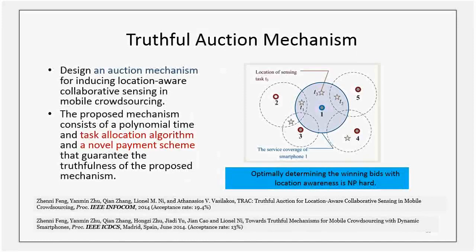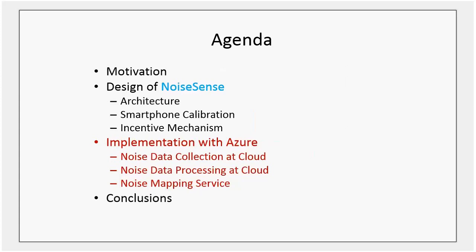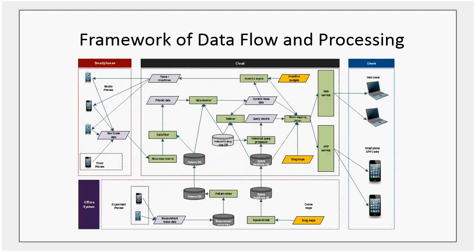Next, I will talk about how we implement this system with the help of Windows Azure. So this shows the general framework of data flow and processing. On the left, we have the raw data from the smartphones. And on the cloud side, we build a data receiver component to receive all the raw data. But the raw data may contain errors, so we need a filter to filter all the errors. And eventually, this data will be stored in the cloud storage.